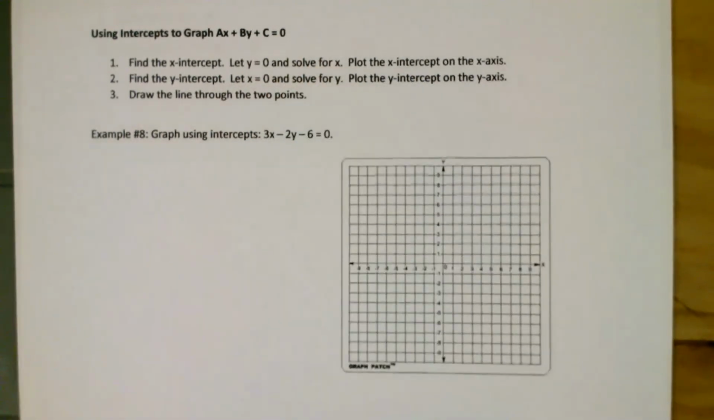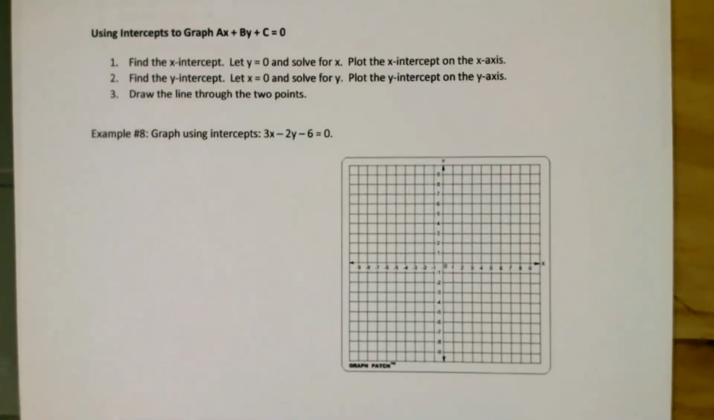And then you'll plot the x-intercept on the x-axis, because that's the point where the graph will be crossing the x-axis. And then number 2, you're going to find the y-intercept by letting x equal 0 and solve for y. Okay, so you'll plot the y-intercept on the y-axis, because that will be the point where the graph crosses the y-axis. And then finally, you'll draw a line through the 2 points.